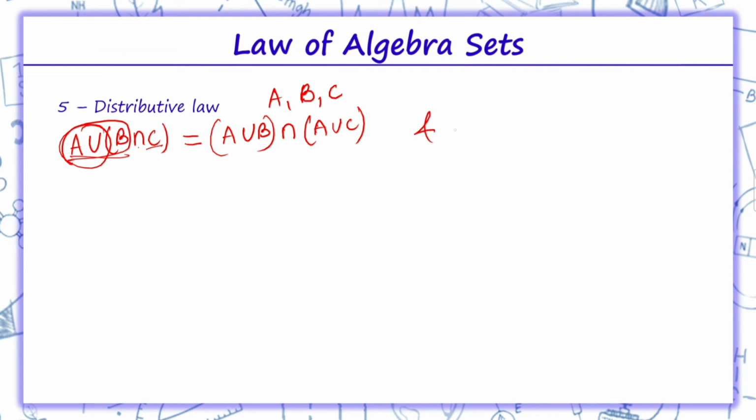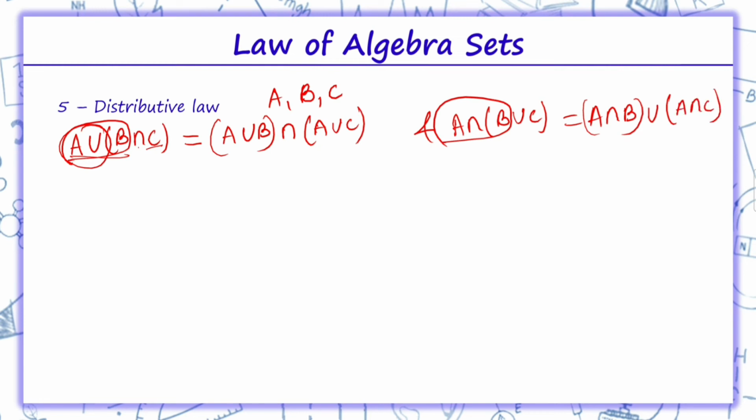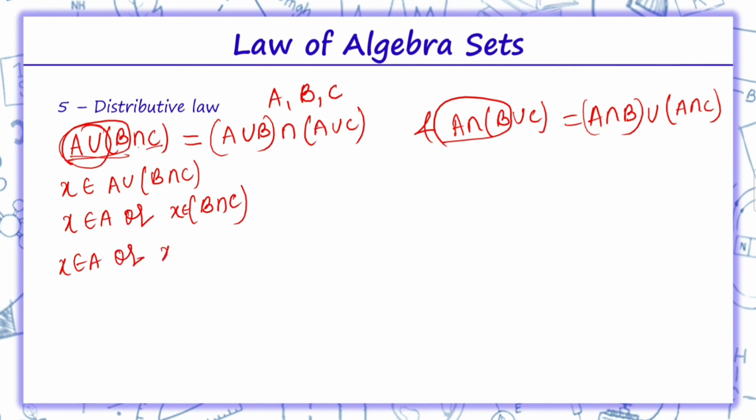Similarly, the vice versa for this, A intersection B union C can be written as A intersection B union A intersection C. The same method will take over here. X belongs to A union B intersection C. So this can be written as X belongs to A or X belongs to B intersection C. So X belongs to A or X belongs to B and X belongs to C.